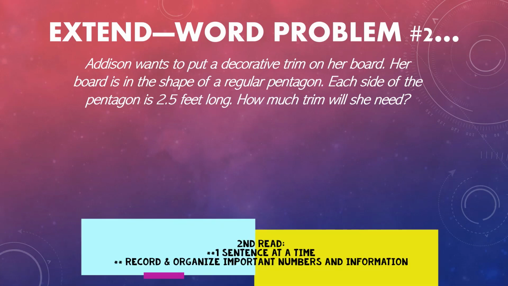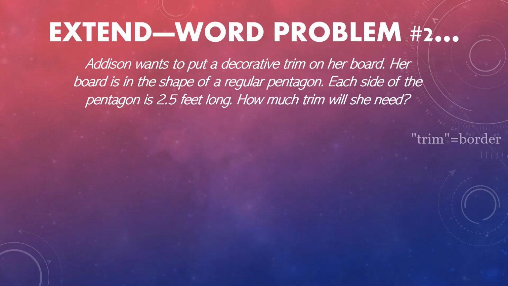Now I'm going to read it the second time, sentence by sentence, and start drawing pictures and start putting important information and numbers together in a meaningful way so I can solve for this problem. First sentence says, Addison wants to put a decorative trim on her board. The next sentence says, her board is in the shape of a regular pentagon.